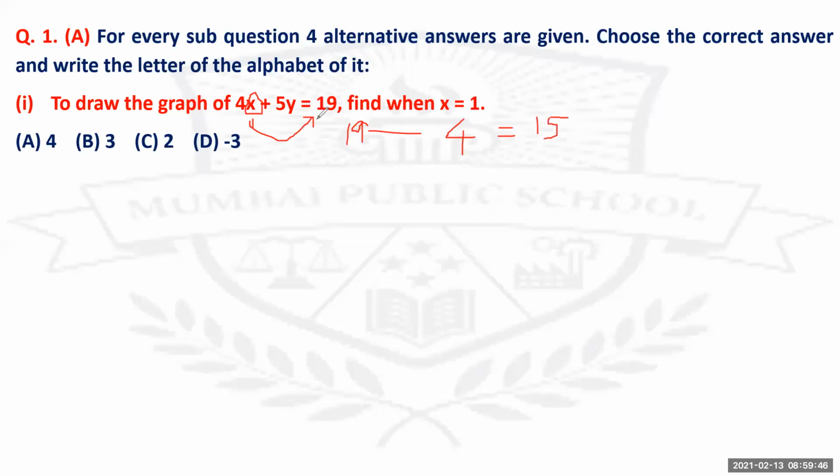So you'll get 5y equals 15. So the value of y becomes 3. So your option is B. So you'll write option B is the correct answer. Is this clear to all the students?